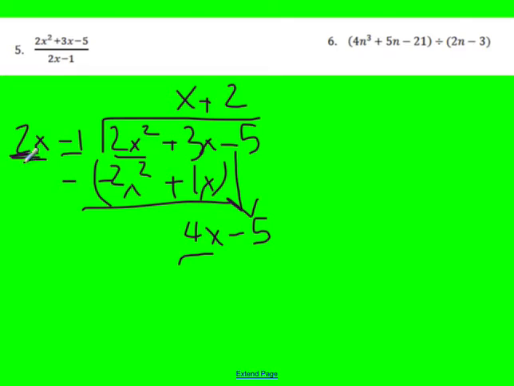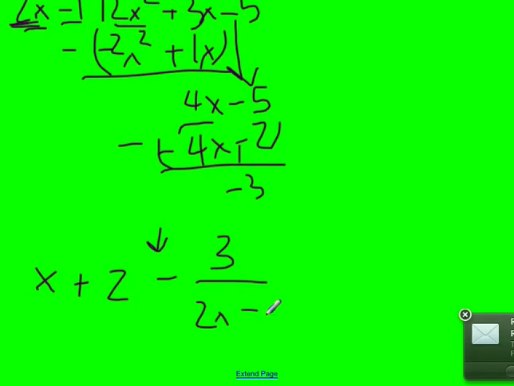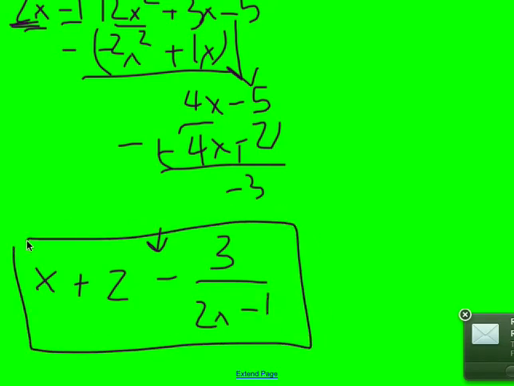So 2x times 2 is going to give me 4x. Negative 1 times 2 is going to give me negative 2. So I'm subtracting that off, and I end up getting a remainder of negative 3. So here what we have is x plus 2, and then we have minus 3 divided by 2x minus 1, because negative 3 is our remainder, that's why I did a minus there. And now when we do our remainders, we write it over what our original bottom was. And this right here is our final answer for number 5.